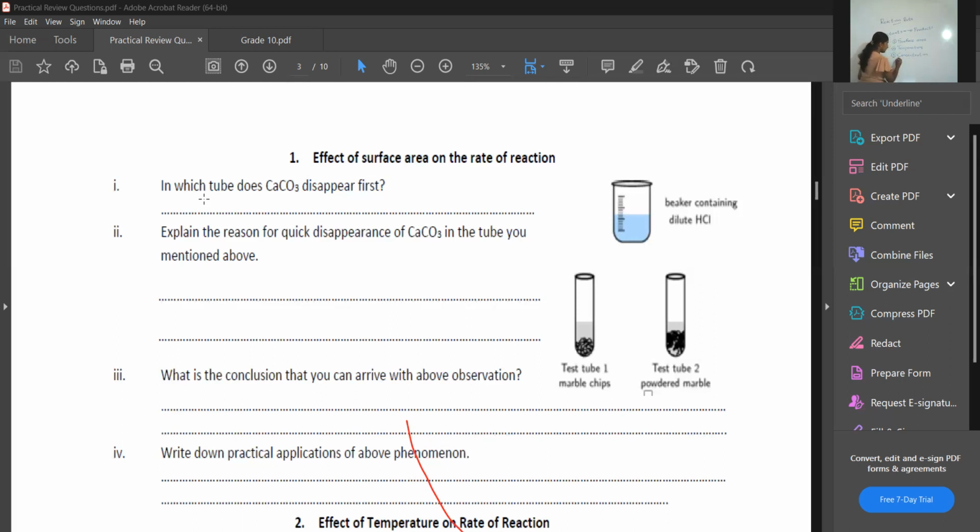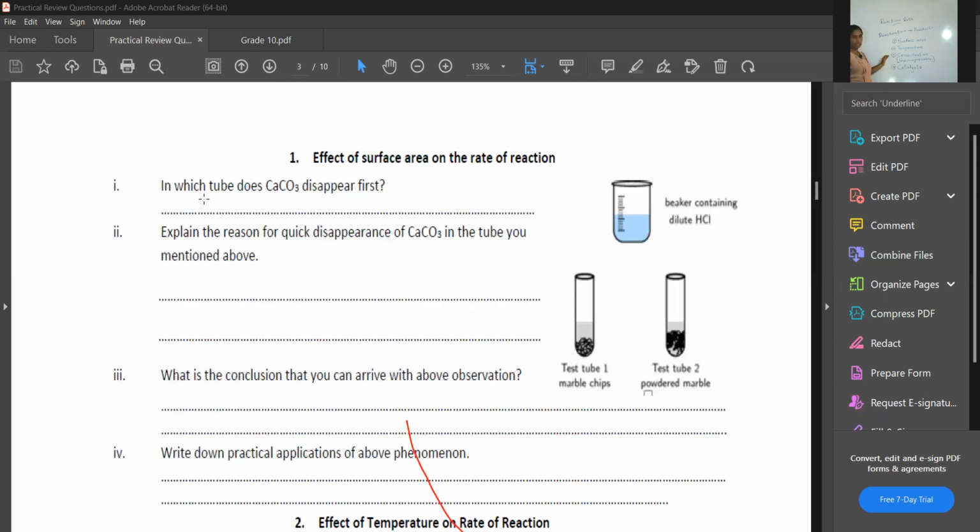Concentration, if the reactants are in the gaseous form. For gases, there is no concentration; it affects the pressure. It is important for gases. Pressure. And the other one, as I told you, is the catalyst. Those are the 4 factors that affect the rate of a reaction.